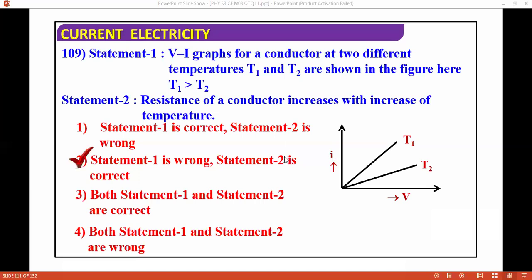So the answer will be what? Statement 1 is wrong. In the VI graph, T1 is greater than T2 is wrong. And its resistance increases. Yes, correct.